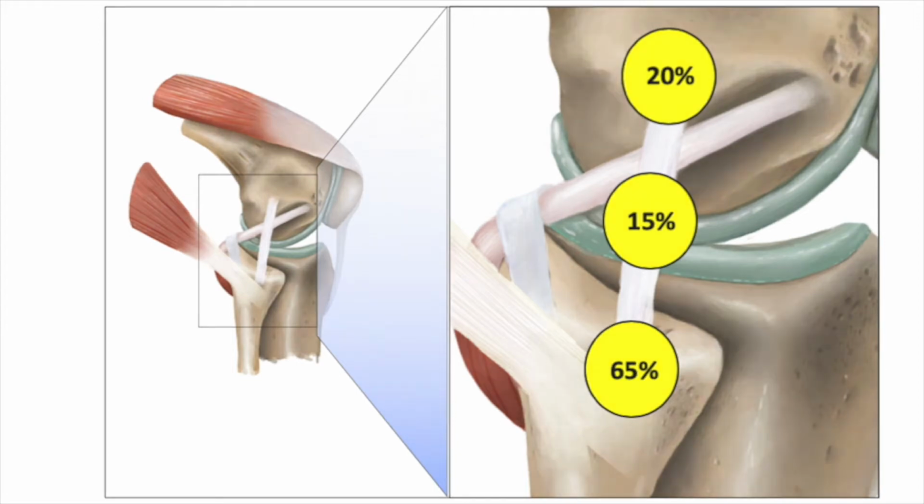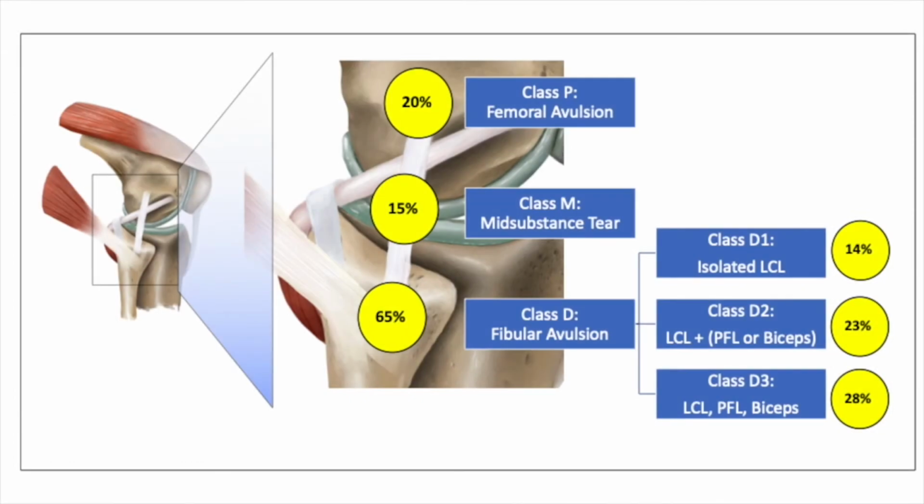lateral-sided injuries. The distal avulsion injuries were further subclassified based upon the number of posterolateral corner structures avulsed off of the fibular head. This classification system demonstrated that there were statistically significant differences in rates of peroneal nerve injury between injury class, and that injury class is predictive of peroneal nerve injury.